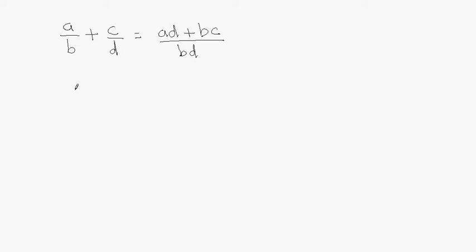So for example, if we have 2/3 plus 1/4, then we should arrive at a times d being 2 times 4, which is 8, plus b times c, which is 3 times 1, which is 3, as our numerator, upon a denominator which is the product of the two originals, so 3 times 4, which is 12. So that gives us 11/12.